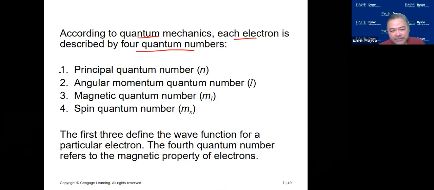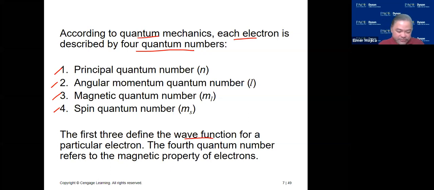So you have here the principal quantum number, the angular momentum quantum number, the magnetic quantum number, and the spin quantum number. Okay, so what does it mean? With the first three of the four quantum numbers, you can find the wave function of a particular electron. So as it says here, the first three quantum numbers define the wave function for a particular electron. And the fourth one just refers to the magnetic property of the electron.